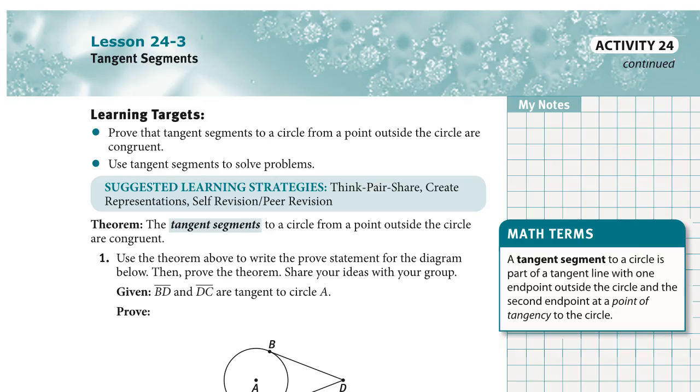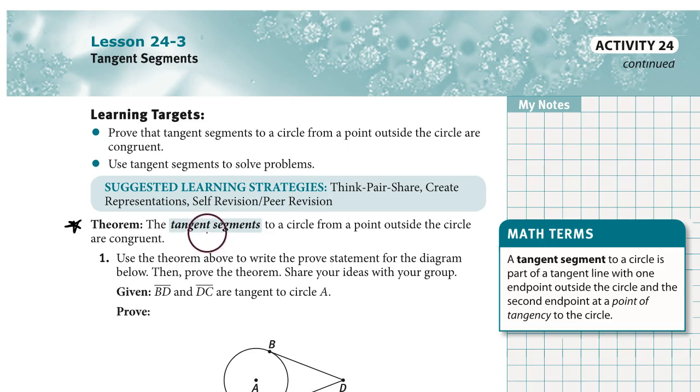This video is for lesson 24-3 about tangent segments. Learning goals are to prove that tangent segments to a circle from a point outside the circle are congruent and use that fact to solve problems. So here's our theorem for this lesson. The tangent segments to a circle from a point outside the circle are congruent.